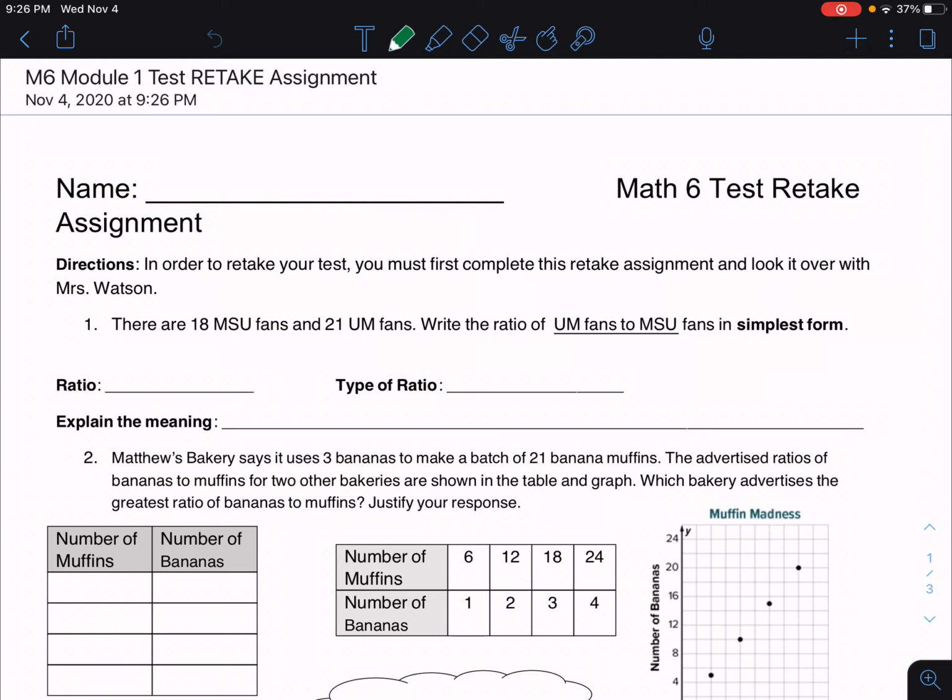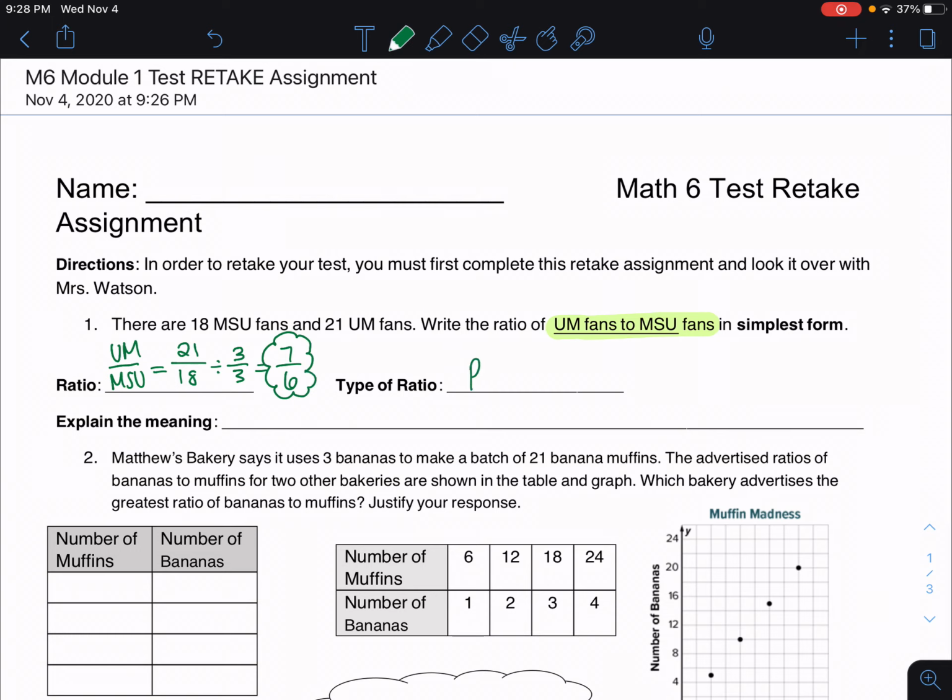Number 1 says there are 18 MSU fans and 21 U of M fans. Write the ratio of U of M fans to MSU fans in simplest form. So for my ratio, I'm going to have the ratio of U of M to MSU. There are 21 U of M fans and 18 MSU fans. 21 and 18 have a 3 in common, so their greatest common factor is 3. So I'm going to simplify by dividing by 3. 21 divided by 3 is 7, and 18 divided by 3 is 6. So I'm going to simplify that ratio to 7 over 6.